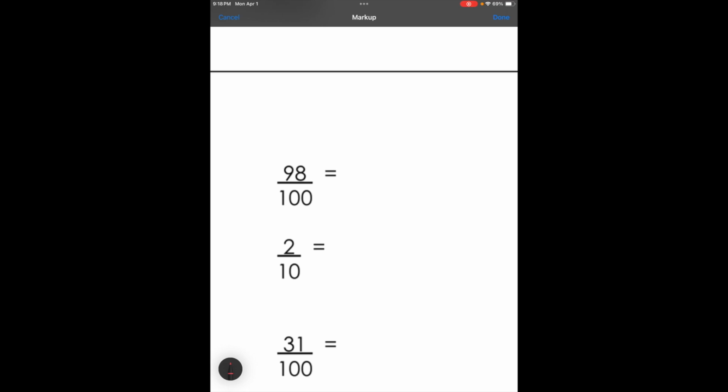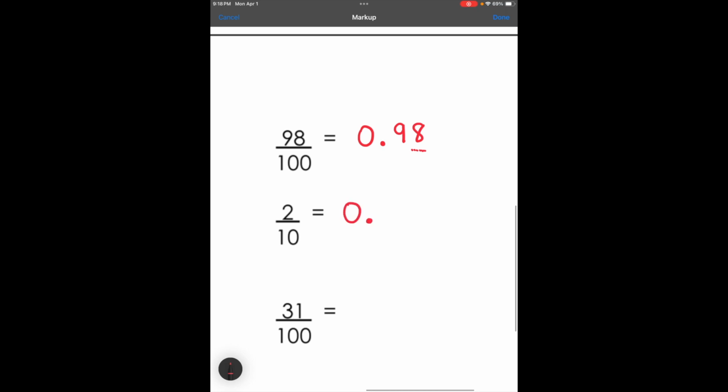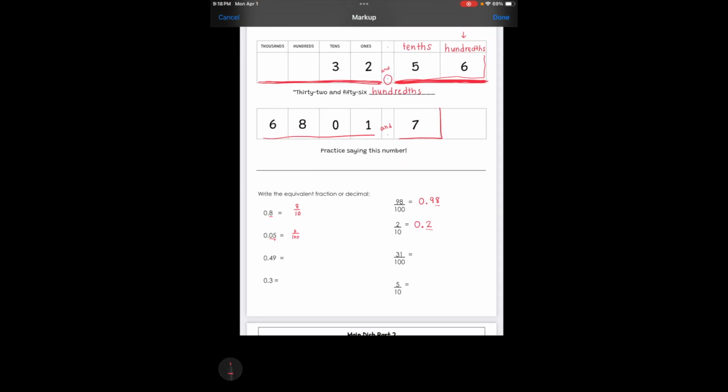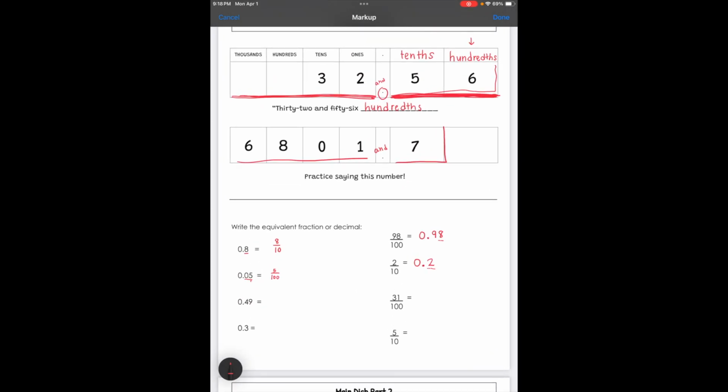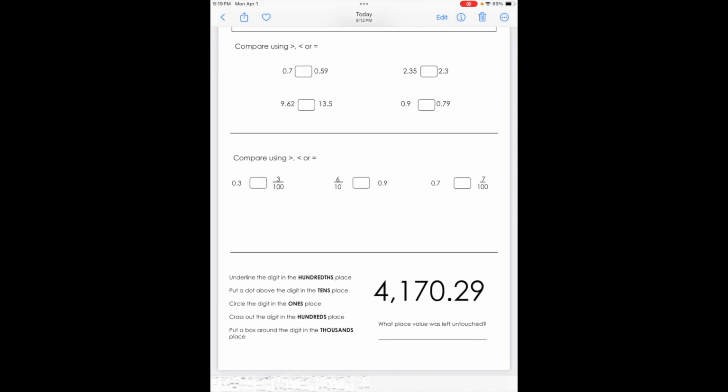Looking over at our fraction form, we're going to convert it to a decimal. Read it out loud, 98 hundredths. They don't have any holes. My 98 needs to end in the hundredths place. And then I have 2/10ths, so no holes again, and this time the 2 needs to end in the tenths place. Go ahead and try the last 4 on your own. Alright, go ahead and check your last 4 with mine. And let's move on to main dish part 2.